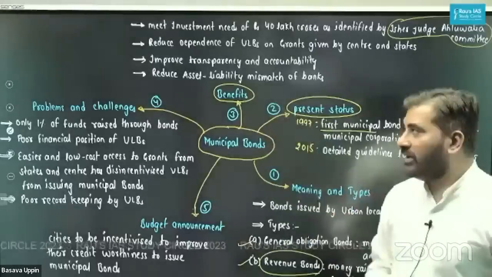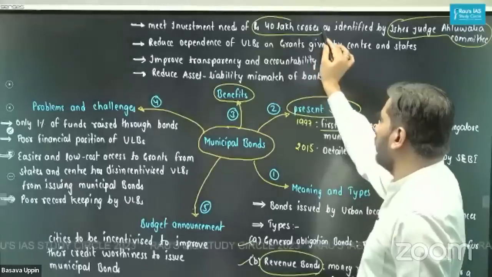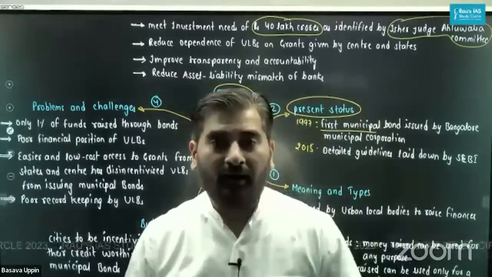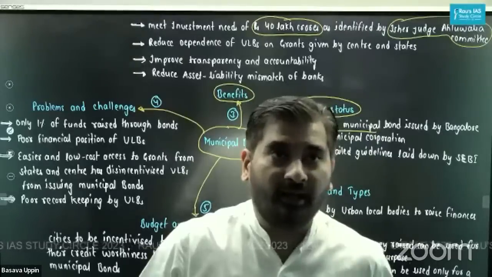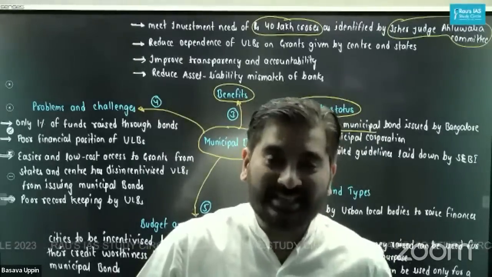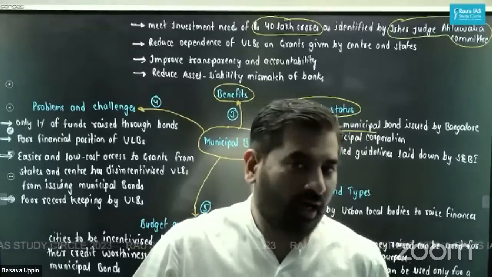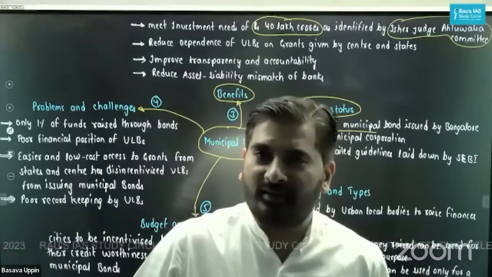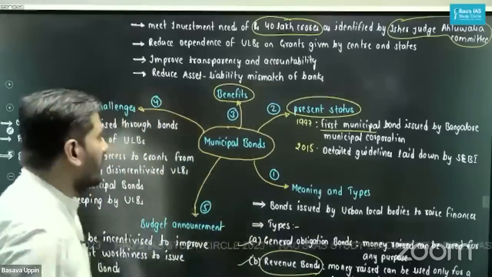This particular committee identified that urban local bodies need almost 40 lakh crores to spend for upgrading the urban infrastructure. For upgrading urban infrastructure such as roads, flyovers, housing, sanitation, etc., we need 40 lakh crore. So some part of this particular funding, the urban local bodies can raise through the issuance of municipal bonds.